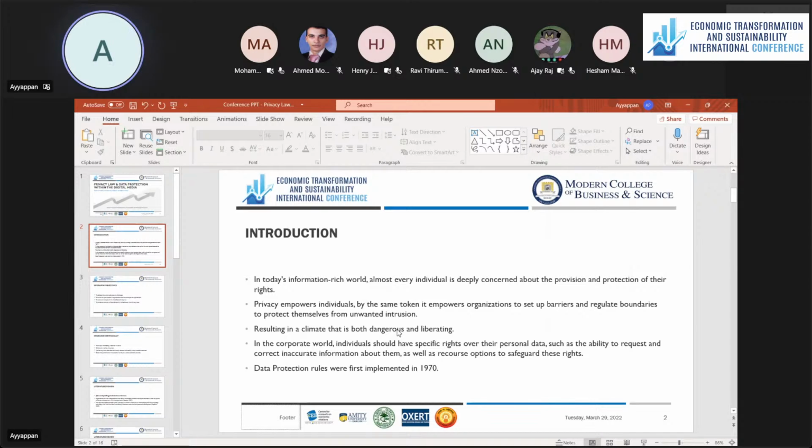Private information should only be obtained legitimately for a specific cause and should not be used without authority for unlawful monitoring or profiling by authorities or third parties. In the corporate world, individuals should have specific rights over their personal data, such as the ability to request and correct inaccurate information about them, as well as recourse options to safeguard these rights.